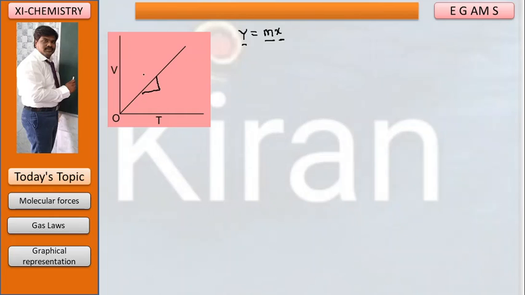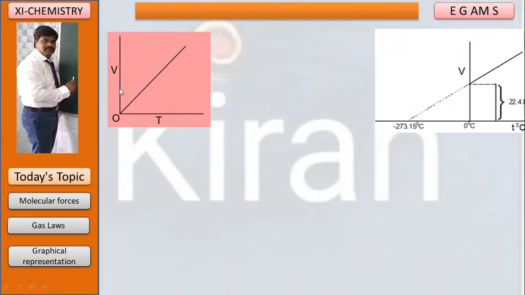Here, temperature is increasing from left to right. At this particular temperature, this is the volume. At this particular temperature, this is the volume. It means when temperature increases, volume increases. When temperature decreases, volume decreases.